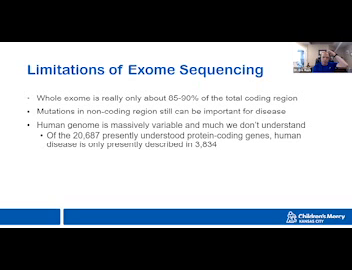And the other thing that's important is that there are a little over 20,000 human genes, but we only have human disease described in a minority of them, and it's more than 3,800 at this point.